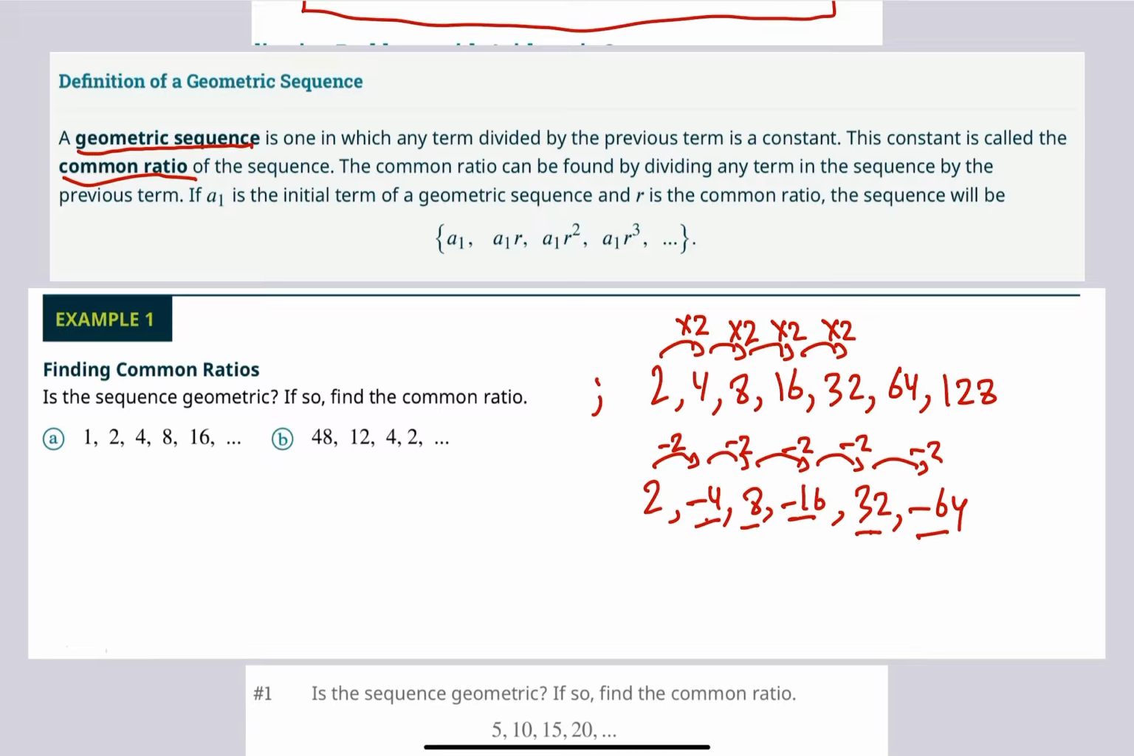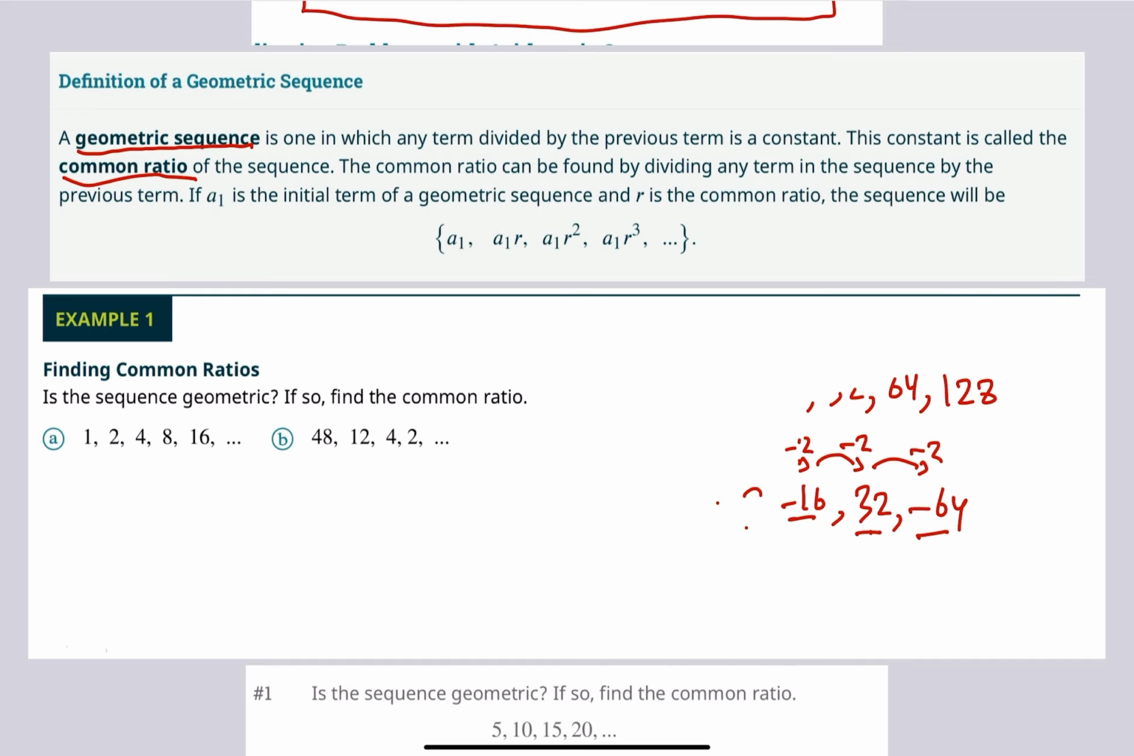So going from one term to the other, I'm multiplying by a negative number or I'm multiplying by a positive number. It doesn't have to be an integer. It could be a decimal, let's say 1/2. It could be negative 1/3, and so on. Okay? Now let's have a look at example number 1.